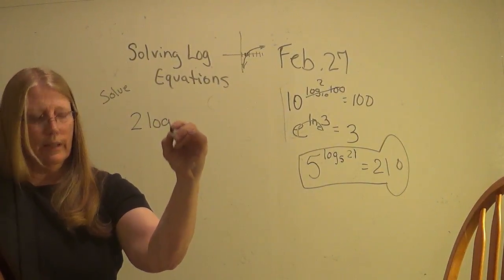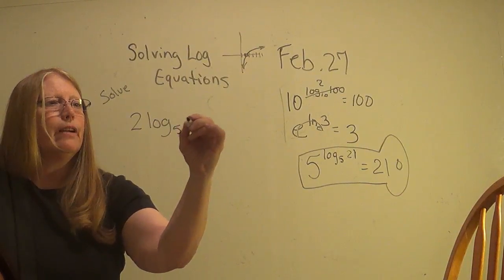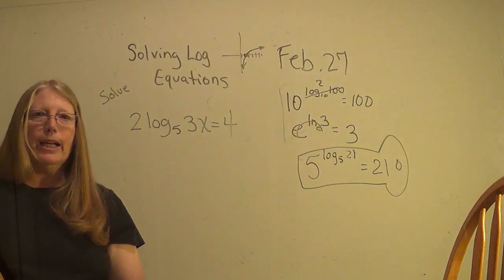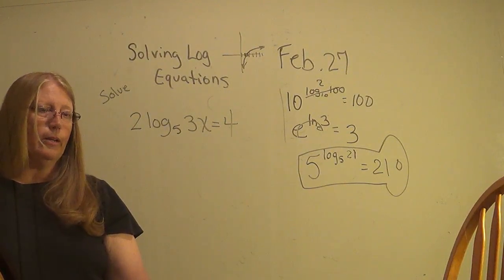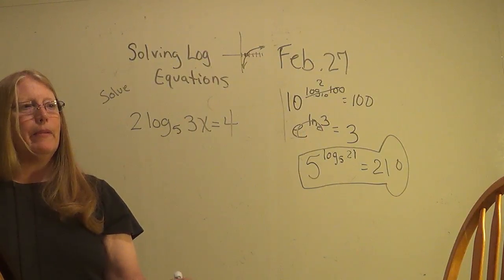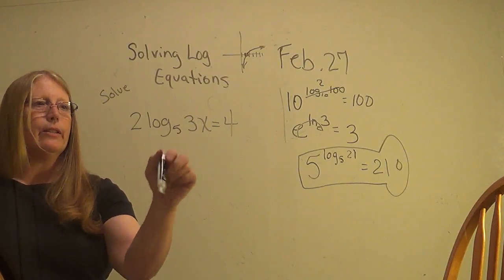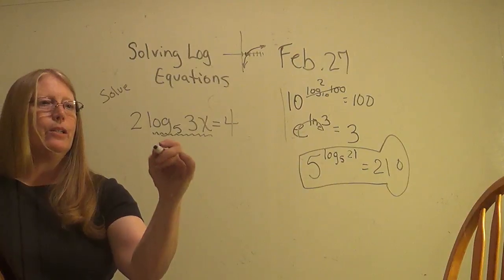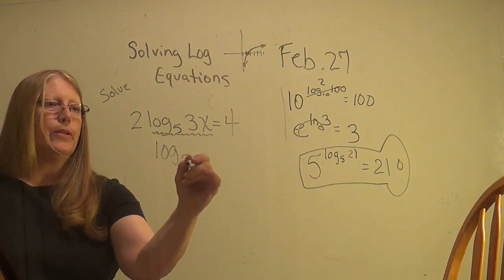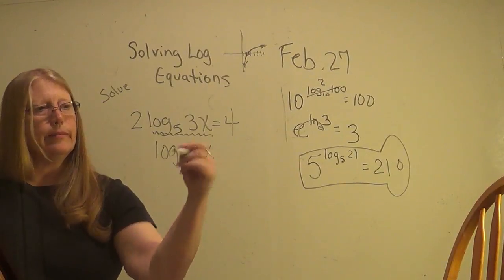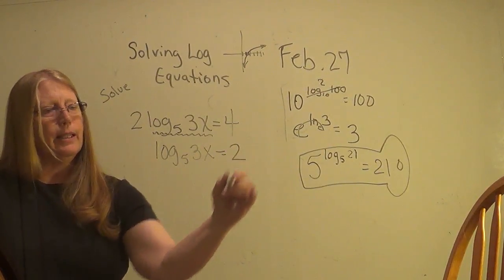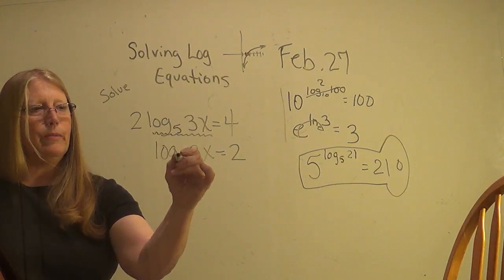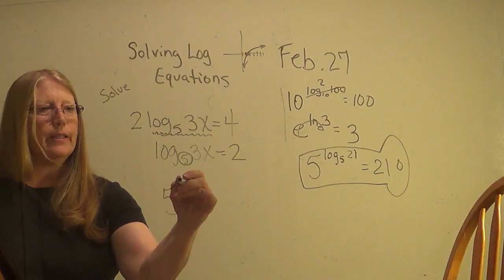Two log to the base 5 of 3x equals 4. And the command is solve, so we want to know what x equals. So we will recall that before we can exponentiate both sides, the log expression has to be by itself. So I'm going to divide both sides by 2. Log to the base 5 of 3x equals 2. And now I'm going to exponentiate both sides. And I'm going to use the base 5 for my base number.